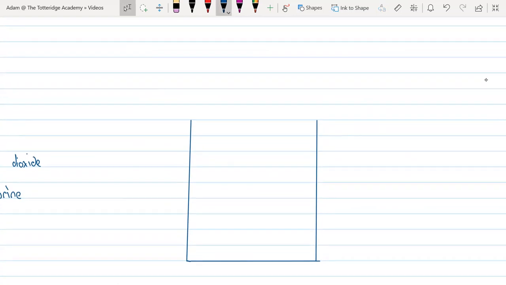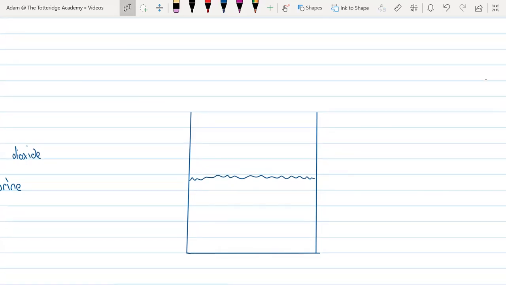So you start with a beaker that looks a bit like this, and you fill that with some kind of liquid. Now you can do this with a solution as well, but solution is more complicated, so we're not going to deal with that till later. We're going to call this liquid or solution, and we call it the electrolyte.